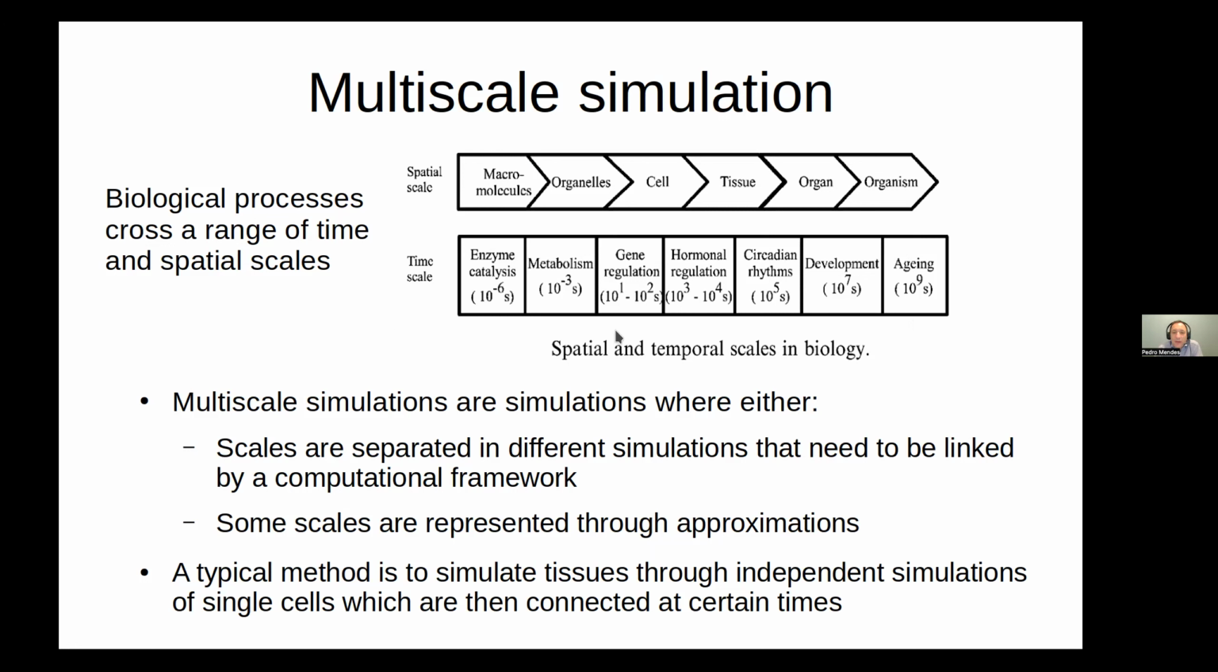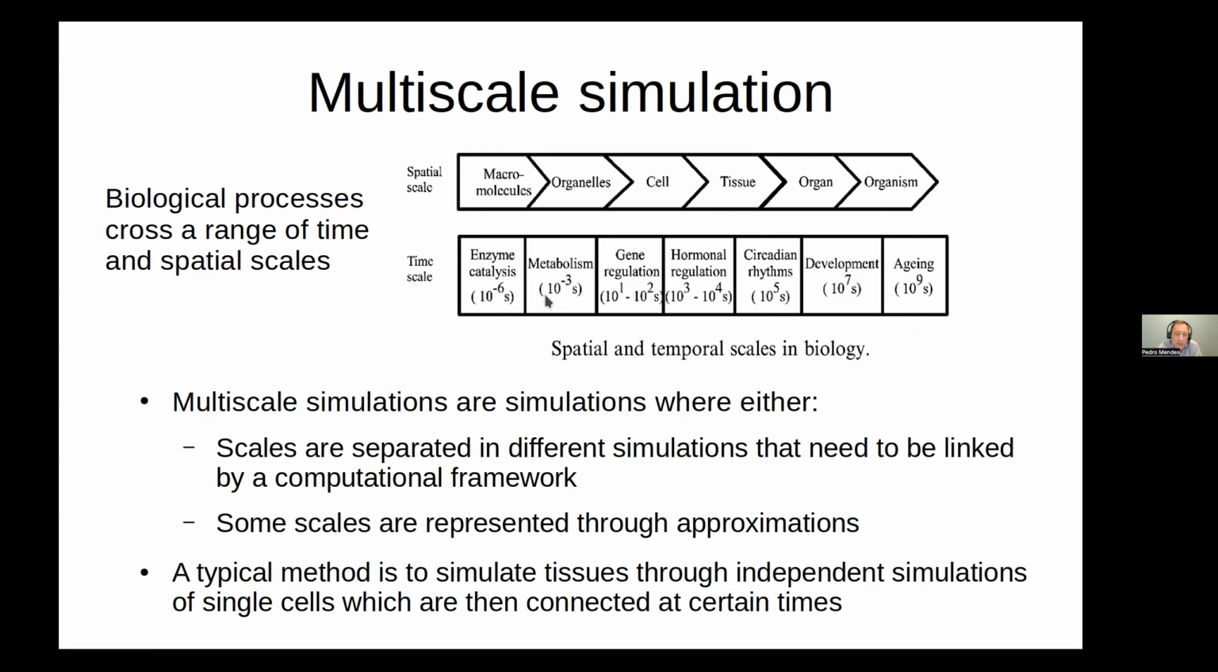So everywhere in the middle here, you'll see some of the processes that you just mentioned before, like circadian rhythms, a little bit on the large scale, but still not close to aging, of course, and quite far away from metabolism, which is at a very different scale. So coupling these scales can be an issue.